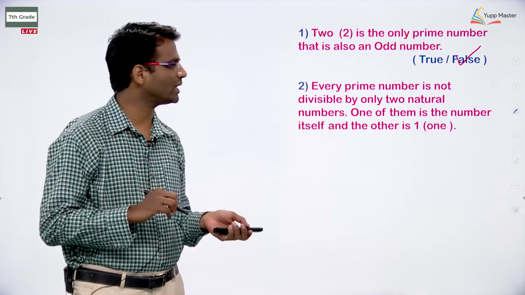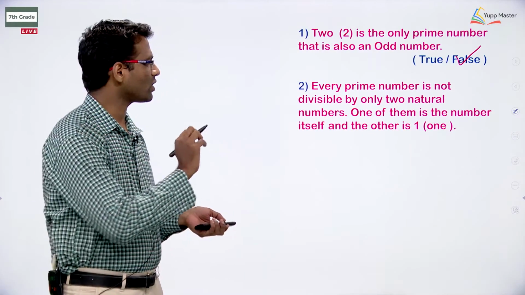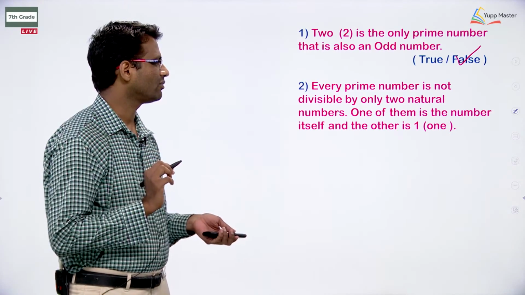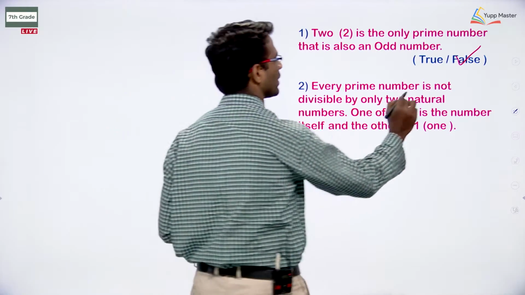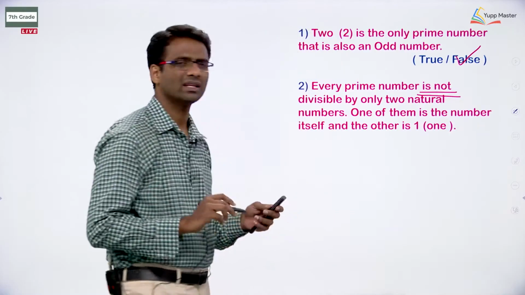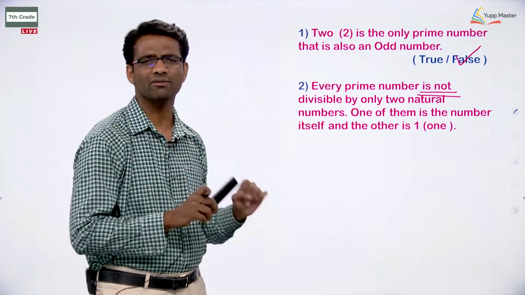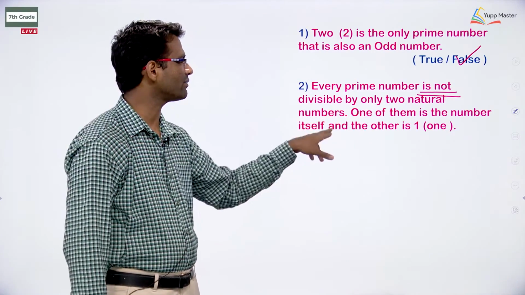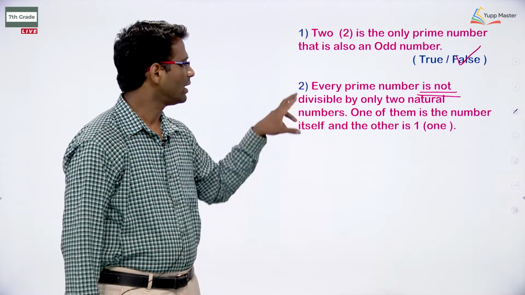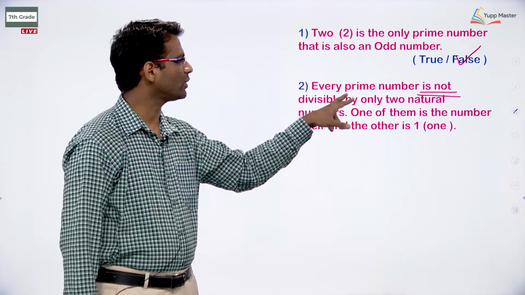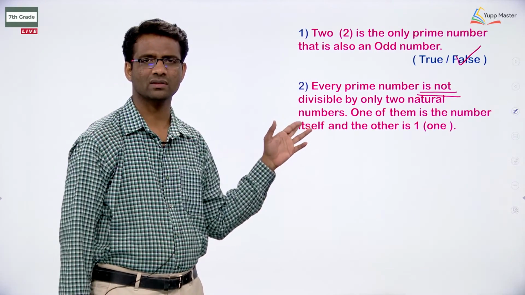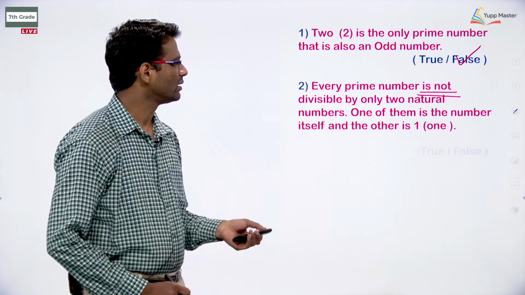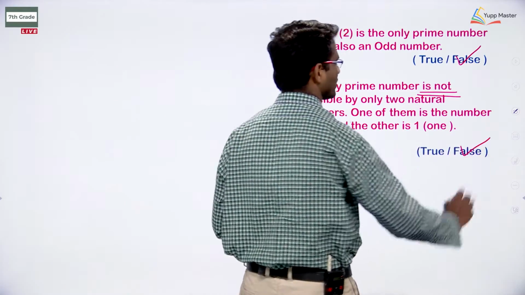Every prime number is not divisible by only two natural numbers. One of them is the number itself and the other one is 1. See here, this statement is contradicting itself. The first statement gives the definition. See the second statement, one of them is the number itself and the other one is 1, true. But the first, what is this? Partially true, partially false. So this one is totally false.